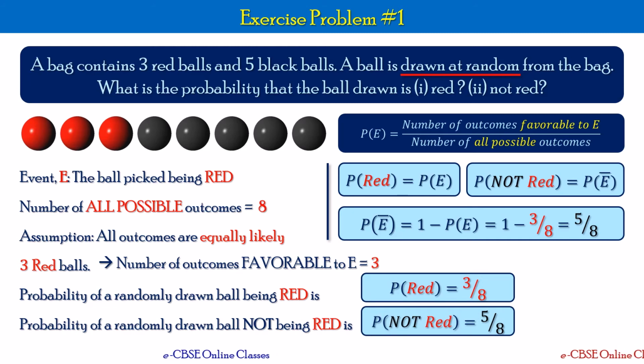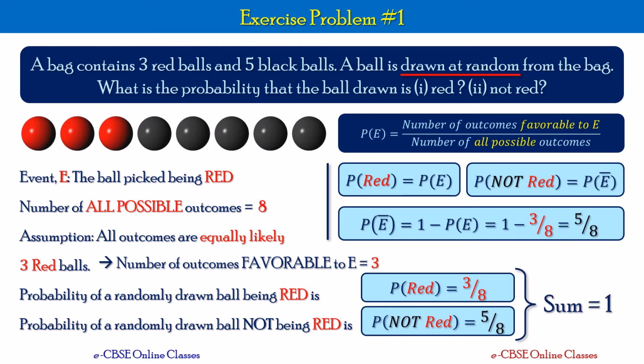So the probability of a randomly drawn ball not being red is 5 by 8. Okay. Also notice here the sum of these two is equal to 1 because those are the only two possible events. It can be either red or non-red, correct?